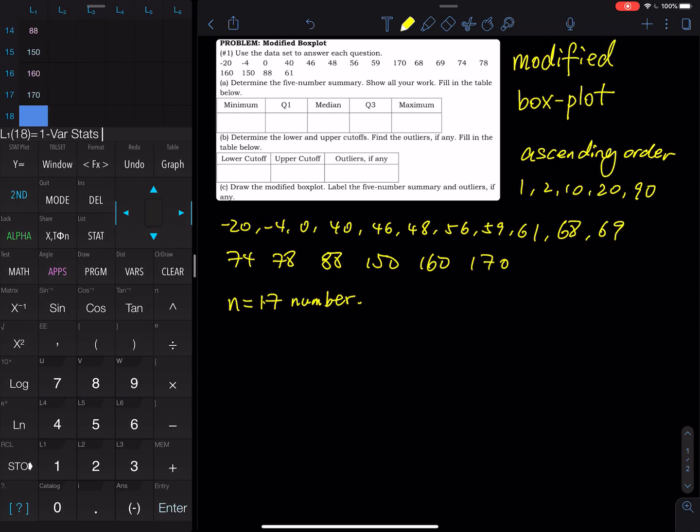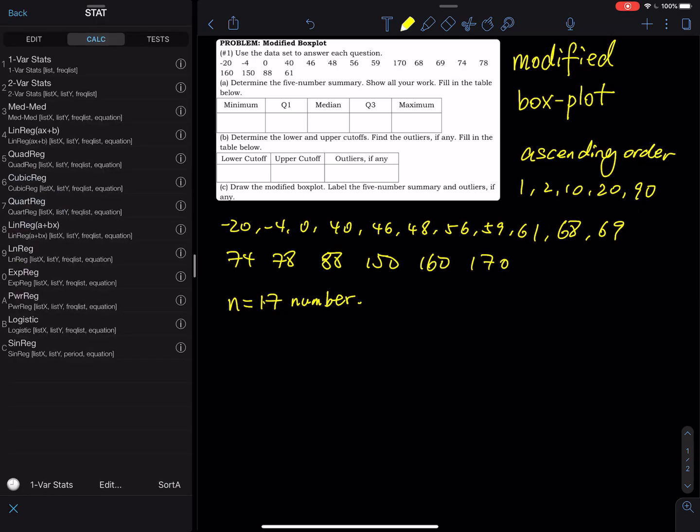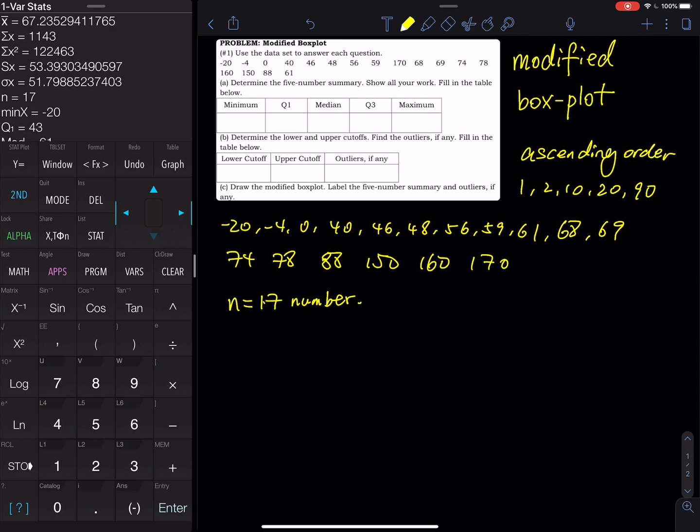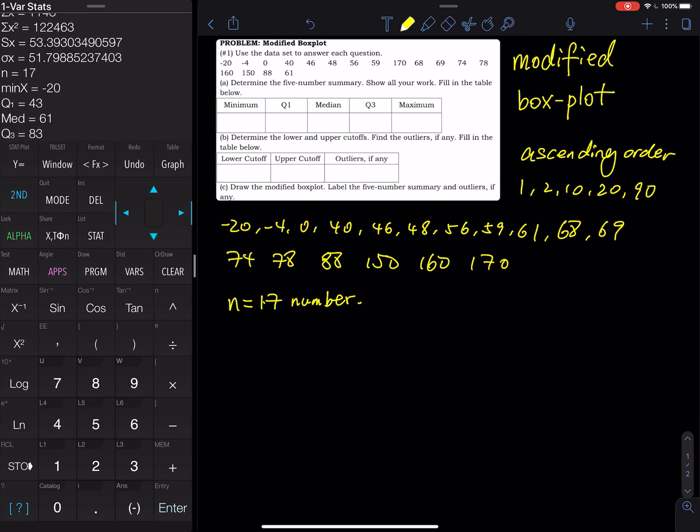I don't want to do the one variable stats here. So let's clear that. Second mode to quit. I do that on my home screen. Stat, calc, one variable stats, L1, the frequency list, just ignore it, and then I hit calculate. And if you press the down arrow, they show you the 5-number summary.